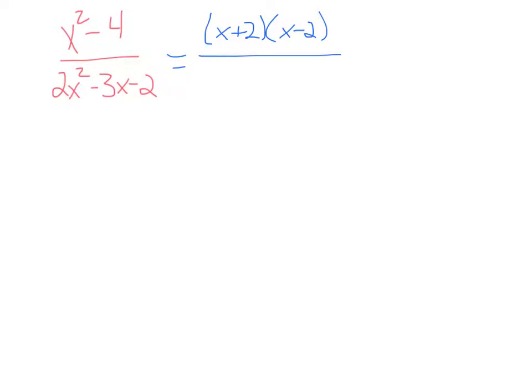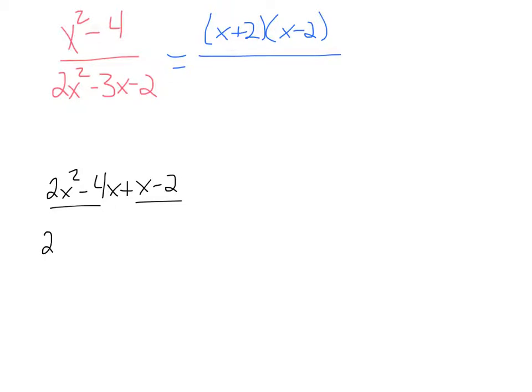And again, maybe you want to do the denominator off to the side here. No greatest common factor to factor out, so we're going to do the a times c method. 2 times negative 2 is negative 4. We're going to rewrite that as 2x squared minus 4x plus x minus 2, and group the first two and the second two together.